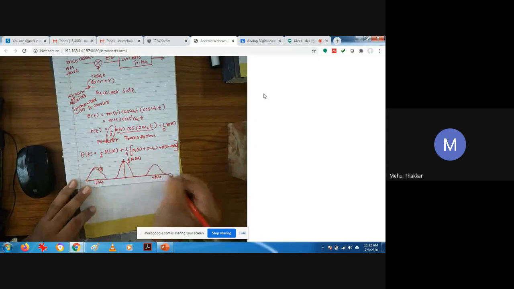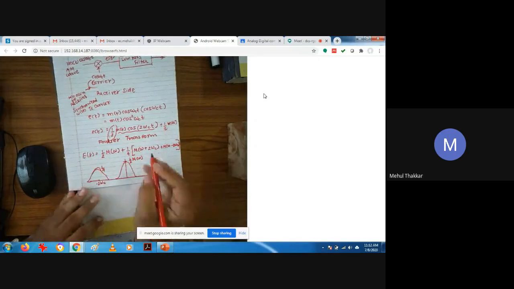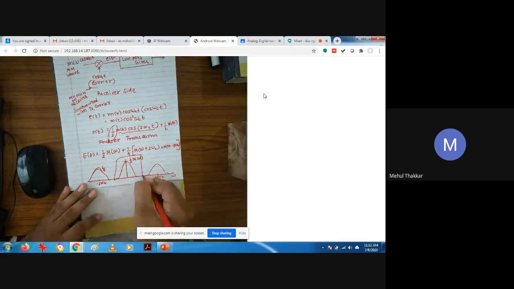Okay, so these are the two spectra. This represents these two terms. Now what we want is to demodulate it, so we want this term only. What we will do is pass it through a low pass filter. We will keep the low pass filter's cutoff frequencies like this, and pass it through the low pass filter.